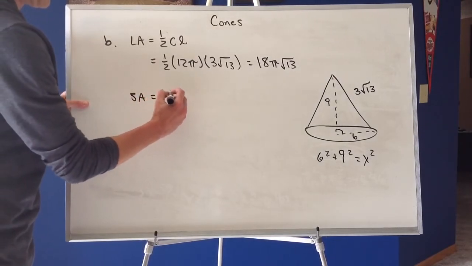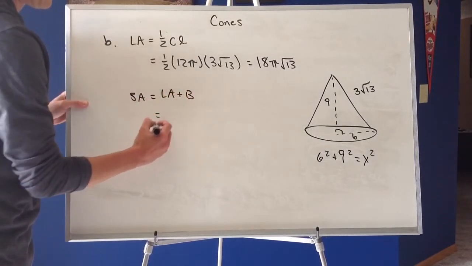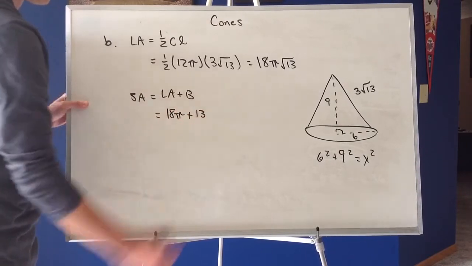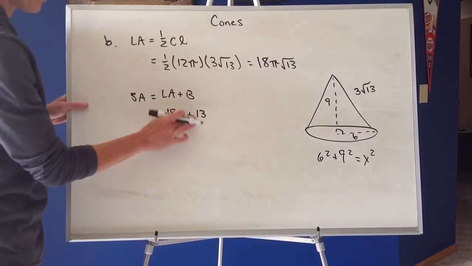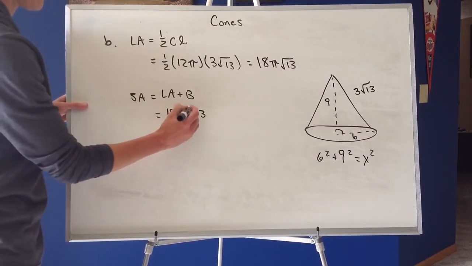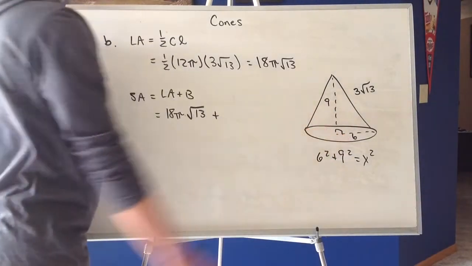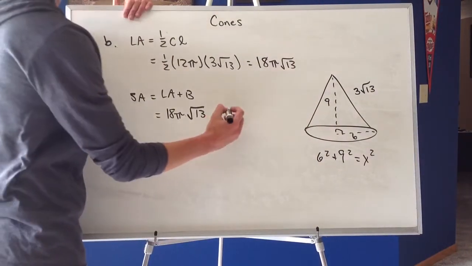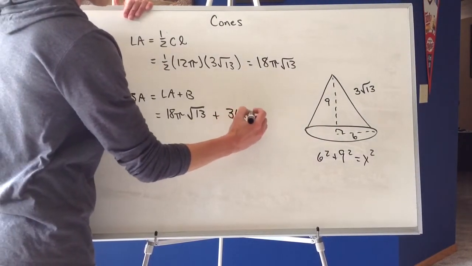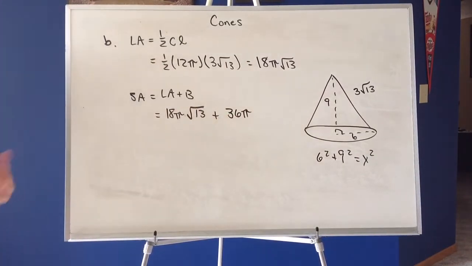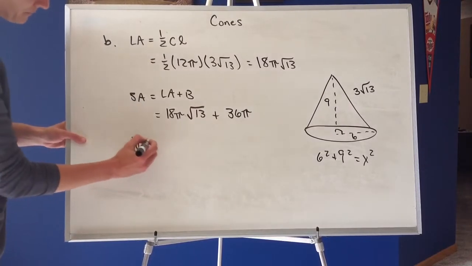So surface area is your LA plus B. So our LA is from up above. Area of base, or radius is 6. 6 squared is 36, so it would be 36 pi. Because of that square root of 13, I cannot add those together, so I just have to leave it like that. That's my answer.